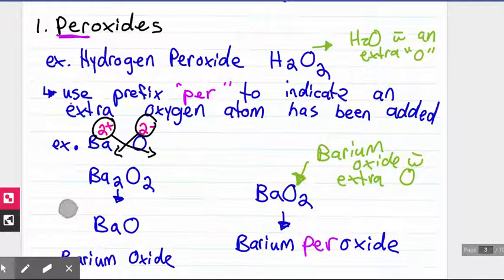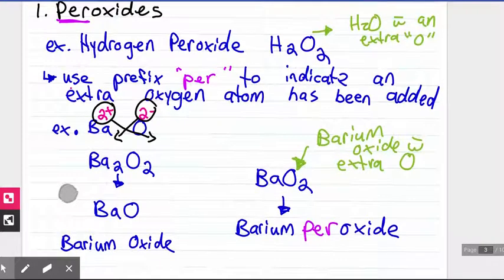Now, if we come across barium bonded to 2 oxygens, so barium oxide with an extra oxygen, we now name that compound barium peroxide because it has an extra oxygen bonded to it. Let's look at another example, but first just hit pause and get this copied down.